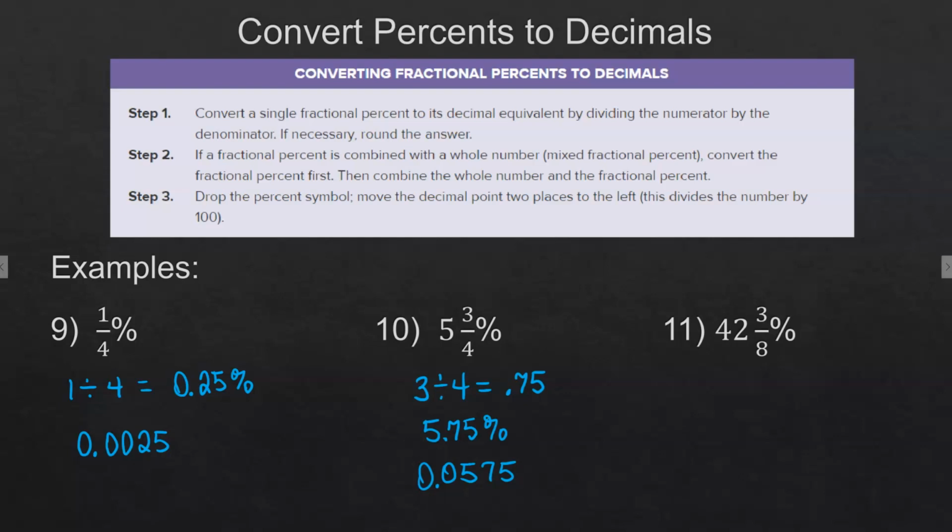On the next one, I'm going to change colors here. We're going to take 3 divided by 8, and that is 0.375. So now we have 42.375%. It's still in percent form because all I did was convert the fraction part of this to a decimal. Anything after the decimal is equivalent to a fraction. And then in decimal form, we're going to move that decimal 2 places to the left, so it'll be in front of the 4, and that's 0.4237. And in these cases, unless you're told to round for some reason, you just leave it like it is. Okay.